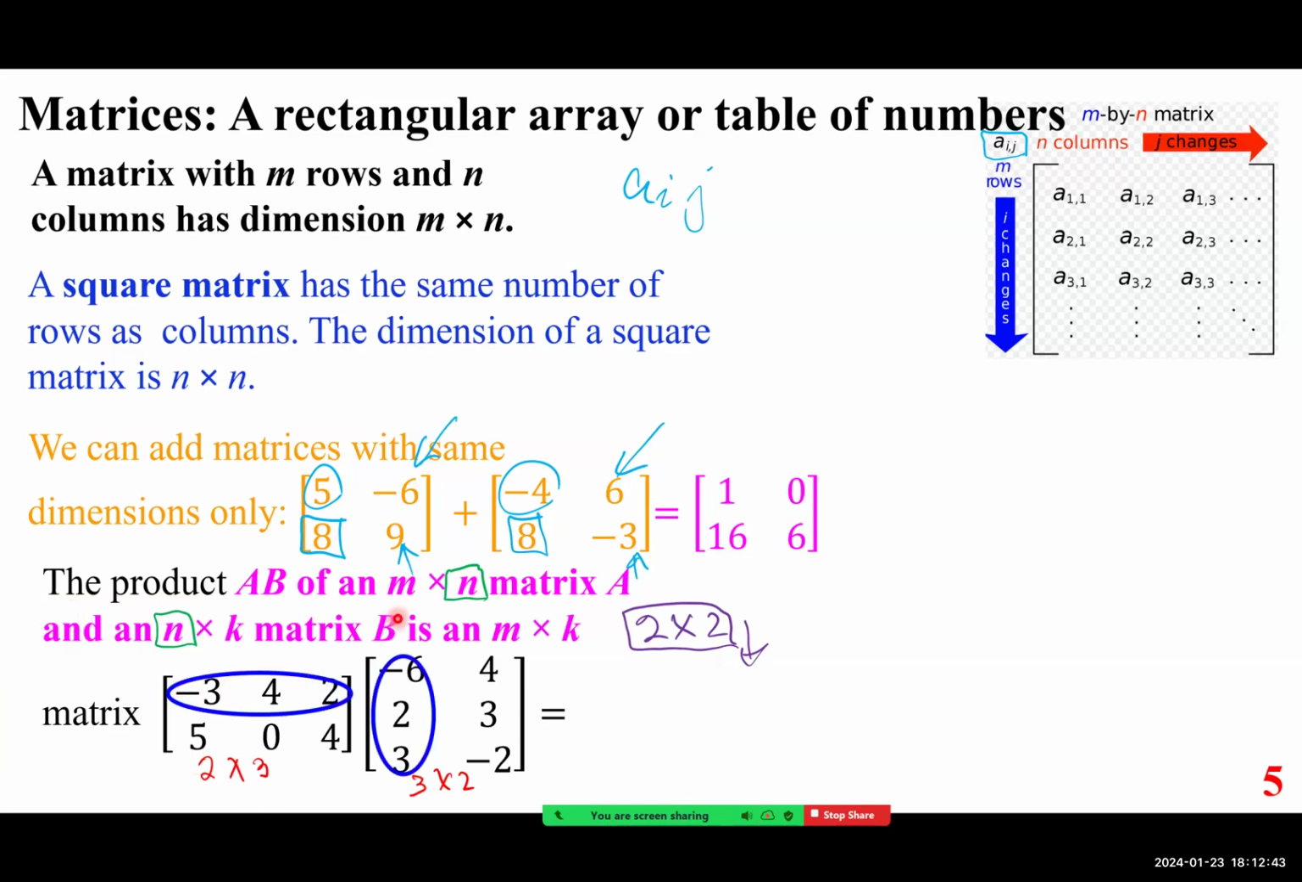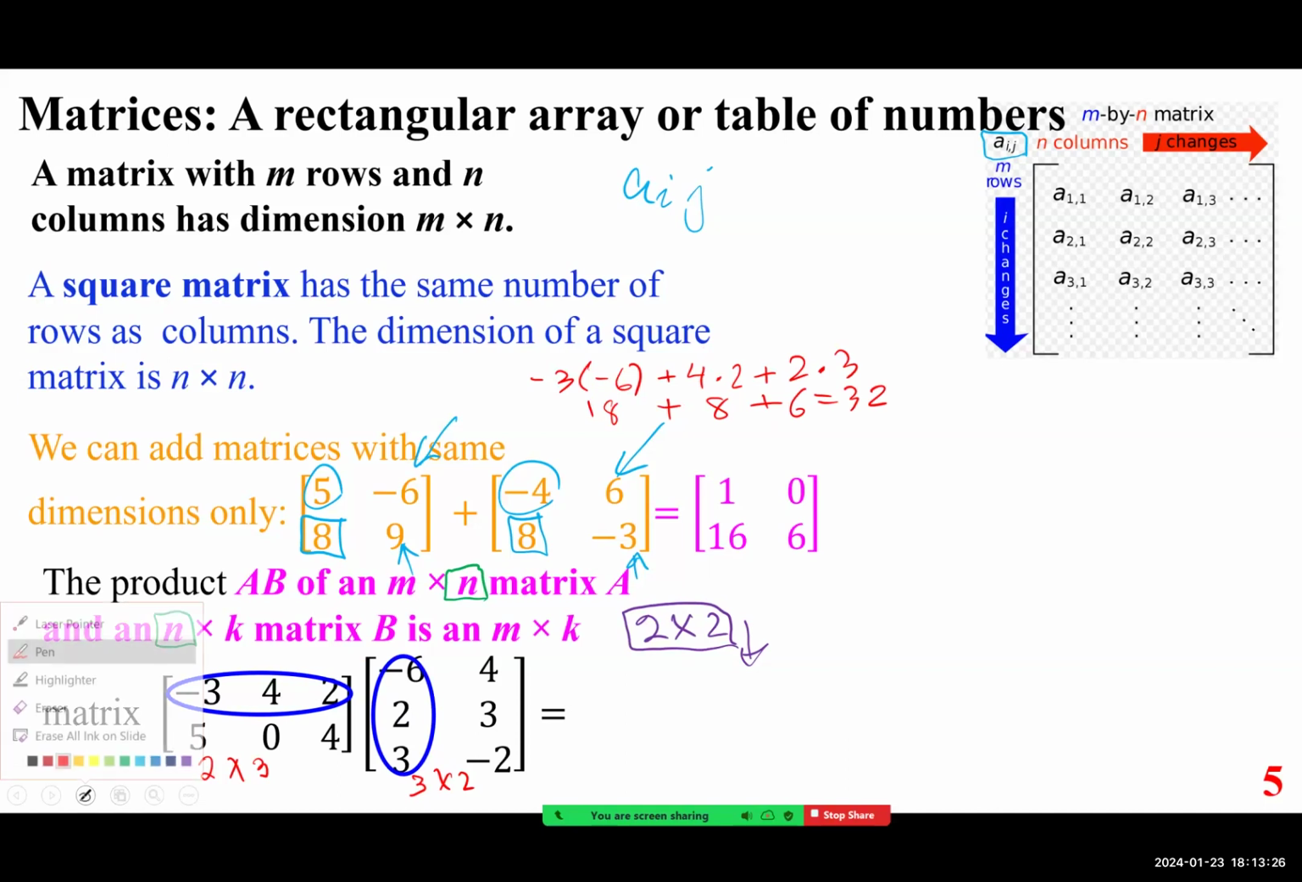We multiply this row by this column and it becomes the first entry. So I'm going to show you up here, negative 3 times negative 6, plus 4 times 2, plus 2 times 3. So this is 18, 8, 6. They add up to 32. So this will result in the very first entry here as 32.